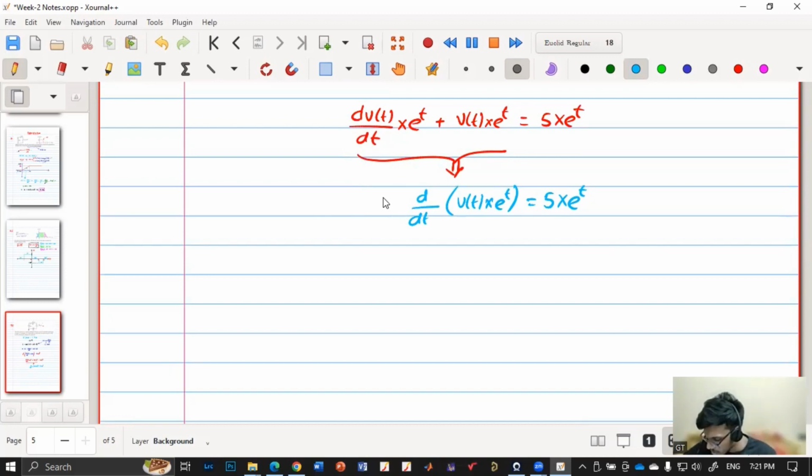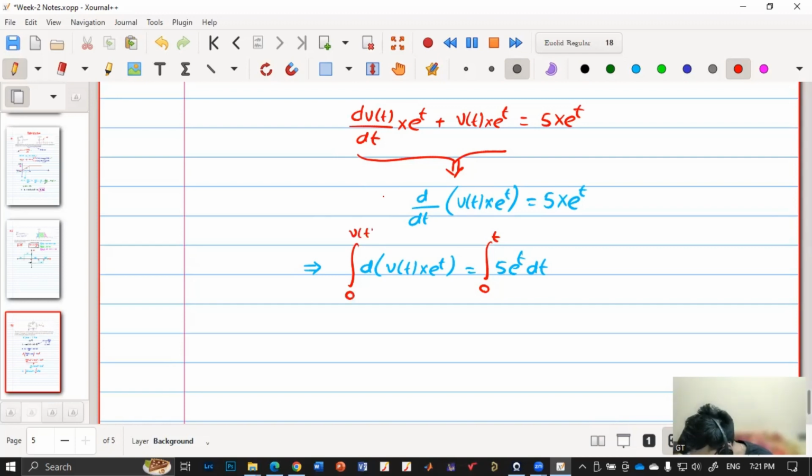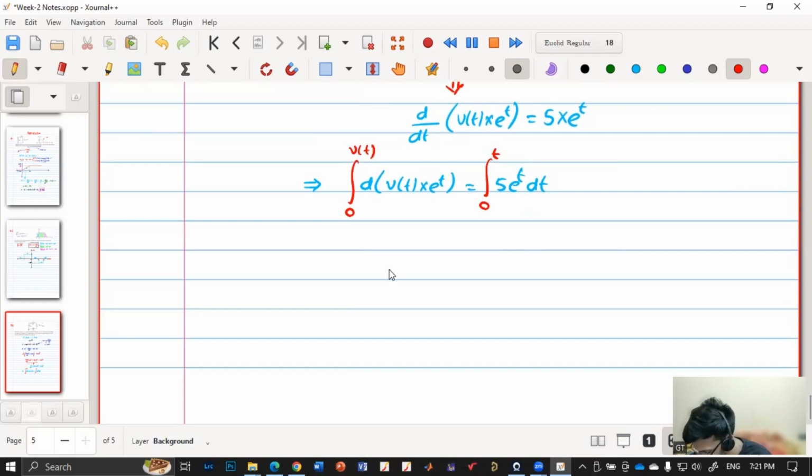So now I will do d of V of t into e to the power t is equal to 5 e to the power t dt. Now I will put back the integral sign. I will integrate from 0 to t, and I know at t equals 0, my voltage is 0 because they have told. And at t, my voltage is V of t. Is it clear till this point? Clear.